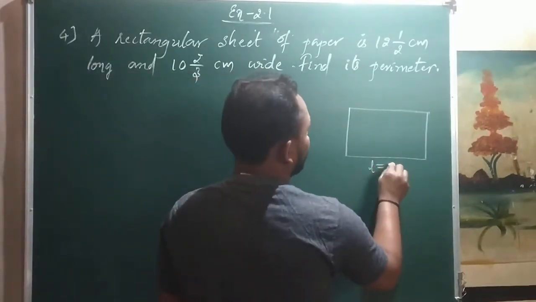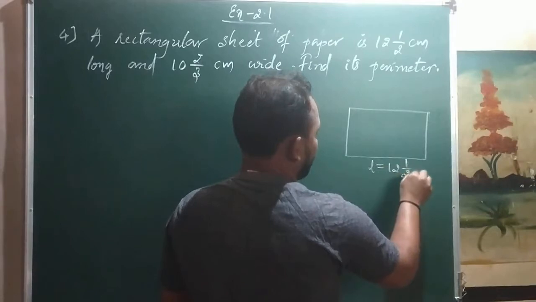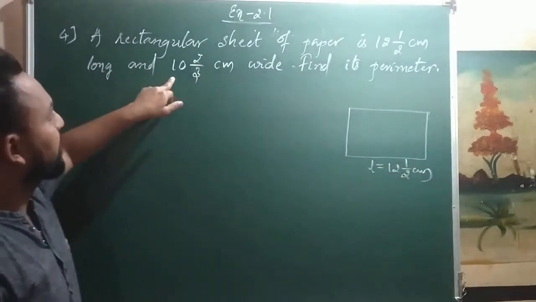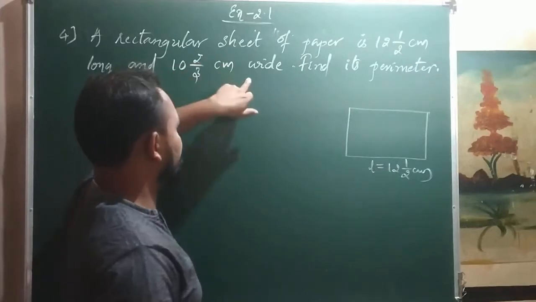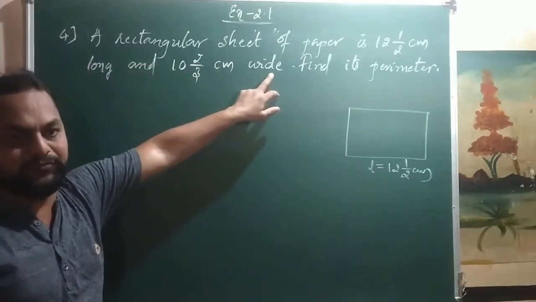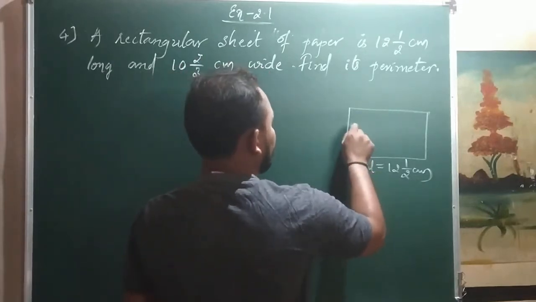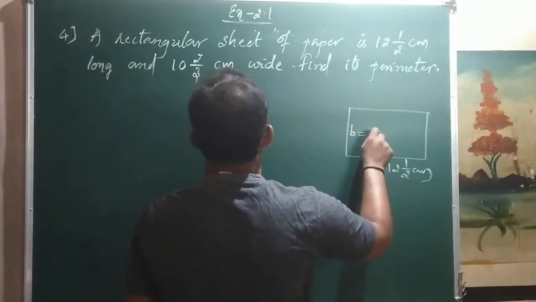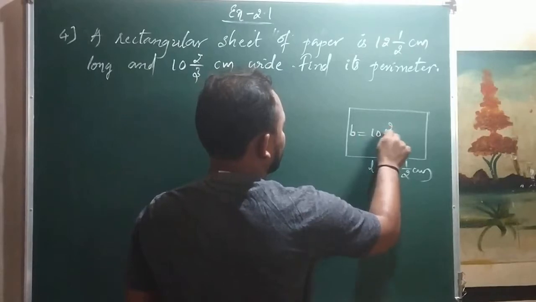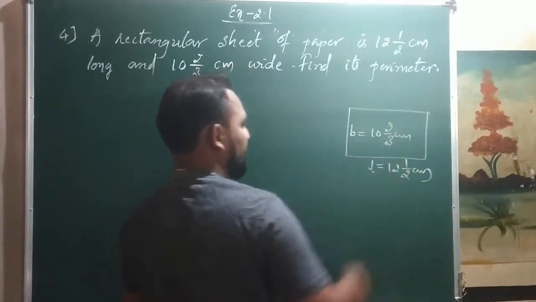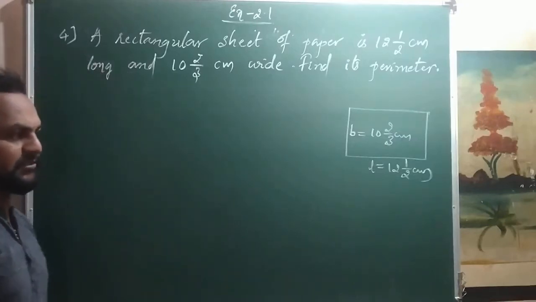Here, length equals 12 1/2 centimeters and breadth is 10 2/3 centimeters. Wide means the breadth of the rectangle. Here the length is 12 1/2.